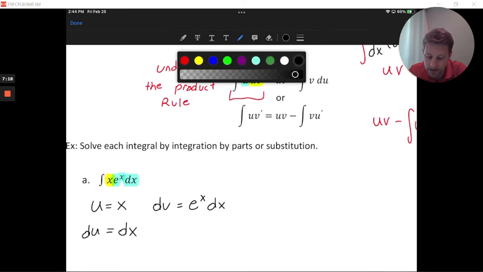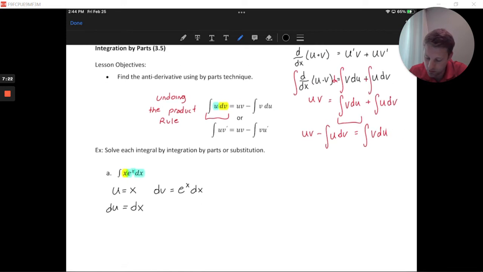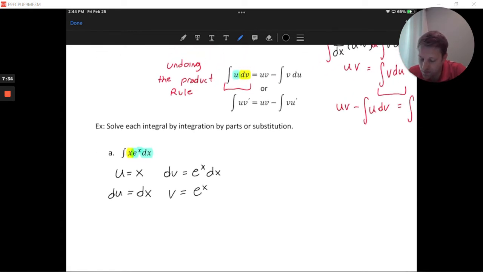So now I want to take an antiderivative of that same function. If I want to take an antiderivative, I become a v function. That antiderivative of e to the x is simply just e to the x. So I've got my setup here, all four functions that I need: the original u and dv, and then my du and my v function.